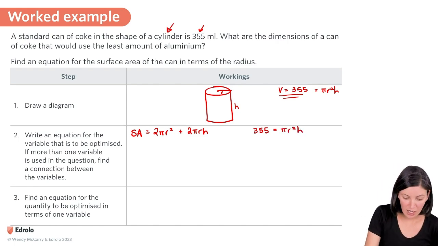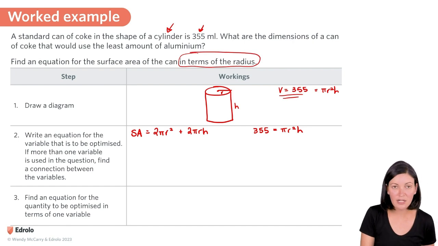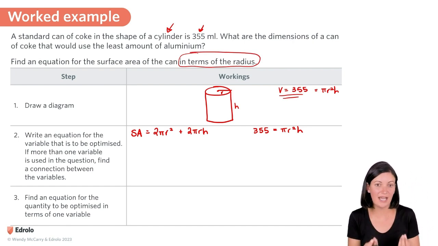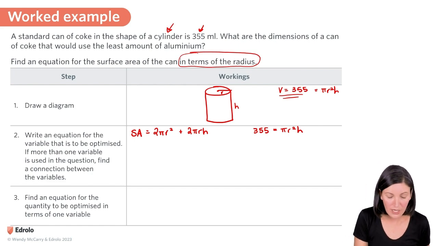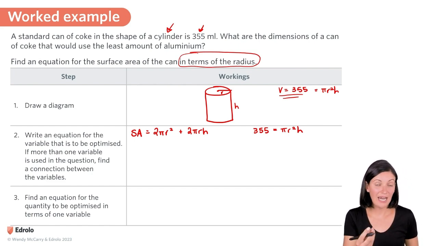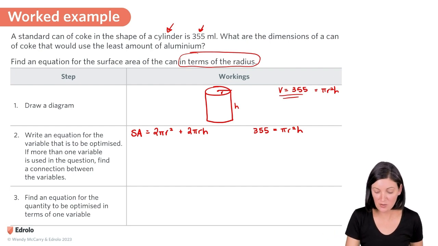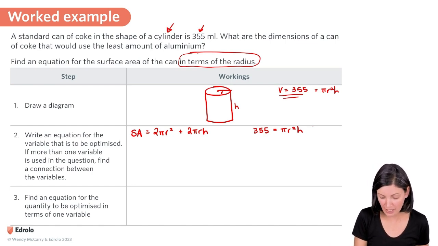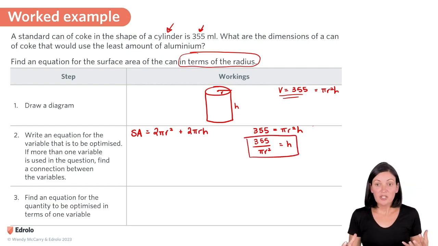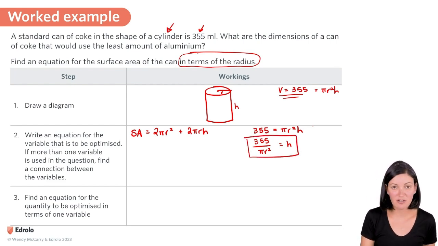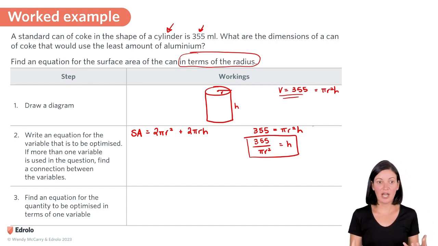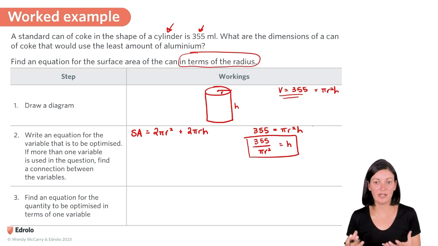Now in the question, I want to write the equation for the surface area in terms of the radius. So I want an equation for surface area that just has the variable r in it. So what I need to do is find h in terms of r, and I can do this using my volume formula. If I rearrange this, I can divide both sides by πr². So 355 divided by πr² is equal to h. And so I can substitute h into my surface area formula to find my equation just in terms of one variable.